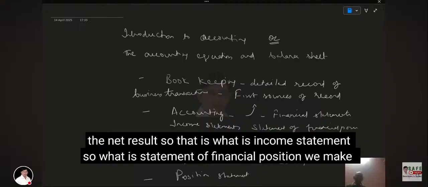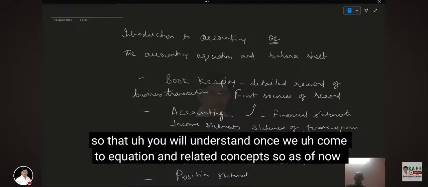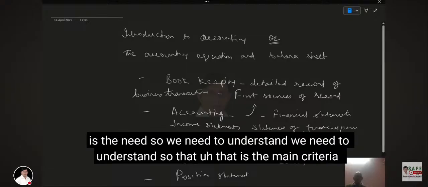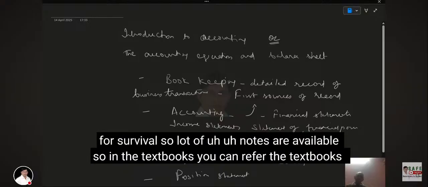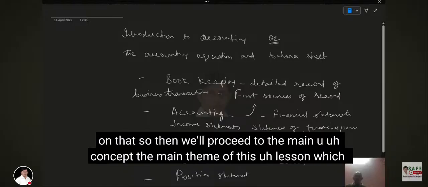What is the statement of financial position? We make a list of what we have and what is owing to the business, what we owe. You will understand this once we come to the equation and related functions. As of now, the statement of financial position is assets and liabilities. We need to understand this, as that is the main criterion for survival. A lot of notes are available, and you can refer to the textbooks for a detailed discussion. It's easy, so you can understand and write for it. Then we'll proceed to the main topic.